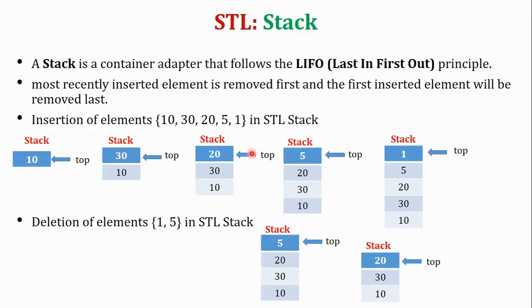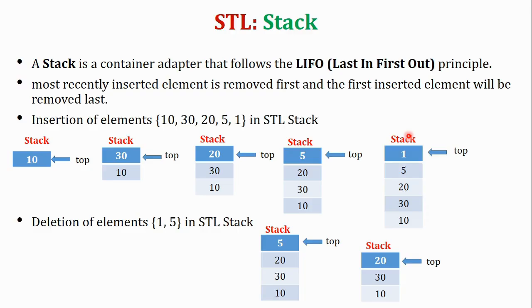And similarly, the next value 5. Again the memory will be allocated, the pointer will be incremented, and it will point to the top of the stack where we are going to insert the new element 5. And next, one more value. Automatically it will allocate the memory space, the pointer will be incremented, and it will point to the top of the stack where we are going to insert the new element 1. Likewise, we are going to insert all the new elements at the top of the stack.